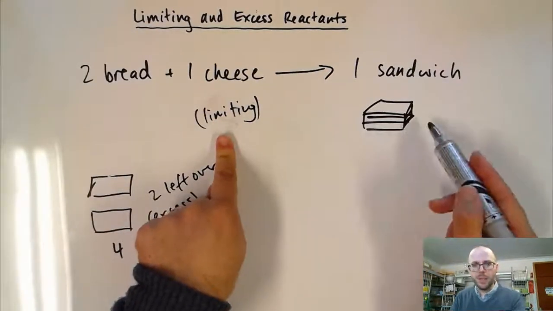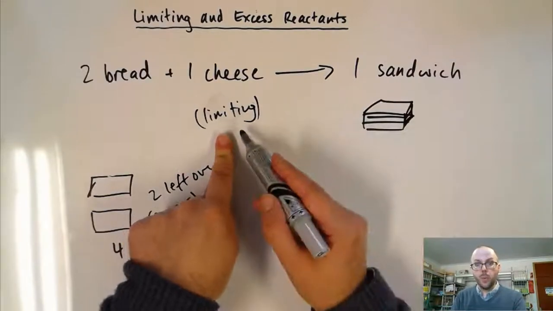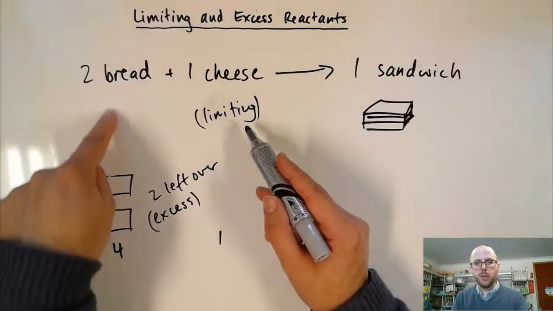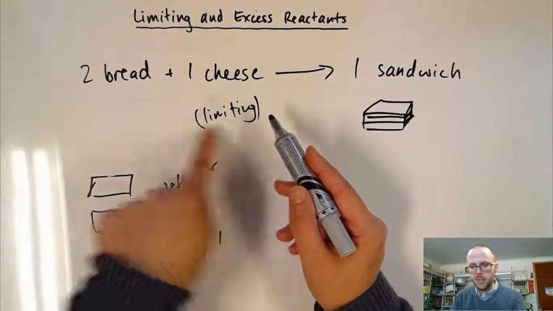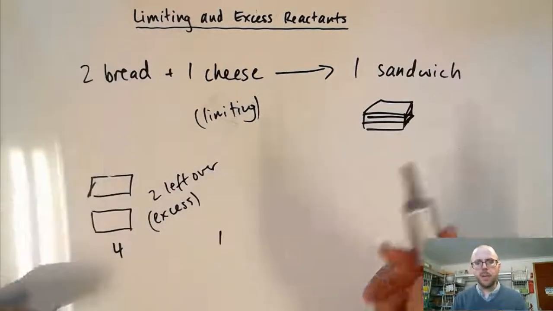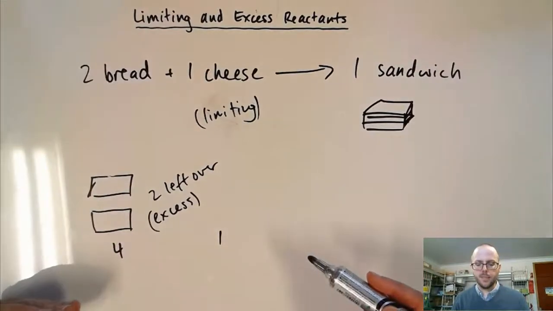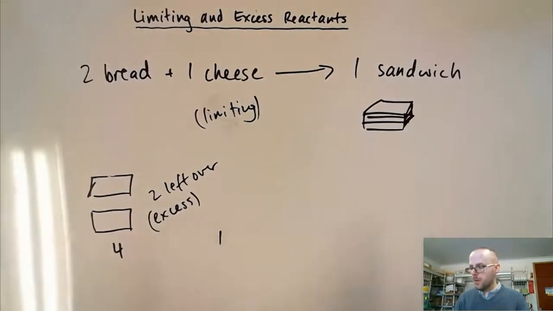This has limited how many sandwiches I can make, and it's also allowed me to predict how much of this I'm going to use up and how much is left. I could go, all right, I need 2 pieces of bread, so I take 2 out, the rest is excess. Okay, so now let's translate this into a chemical example.